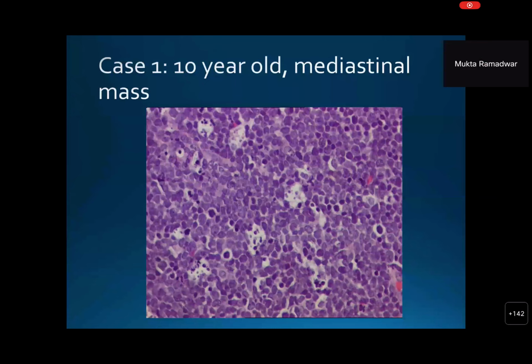But yes, the point I'm driving at is, my question was, what is the most important step in the diagnosis of malignant round cell tumor? It is to recognize that it is a malignant round cell tumor. I will make this point very clear in some of the cases we are going to discuss next.